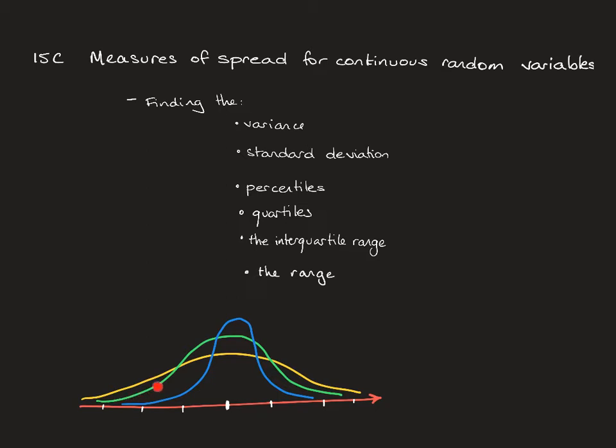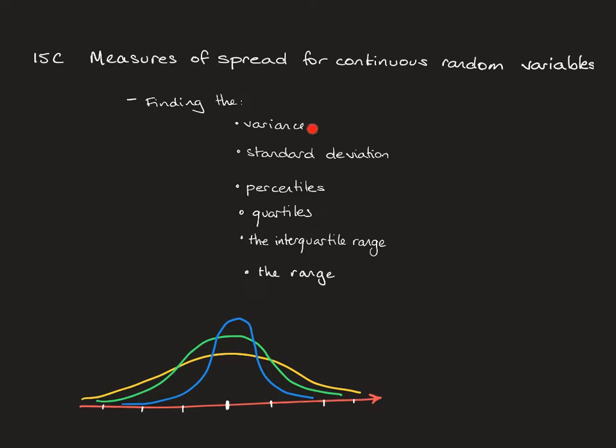We can compare that to the green function and the blue function, where in the blue function most of the data is really close together, with only little bits off to the side that are quite infrequent. And so we're going to look at ways to measure and compare how spread out the data is. We're going to look at different measures of spread.